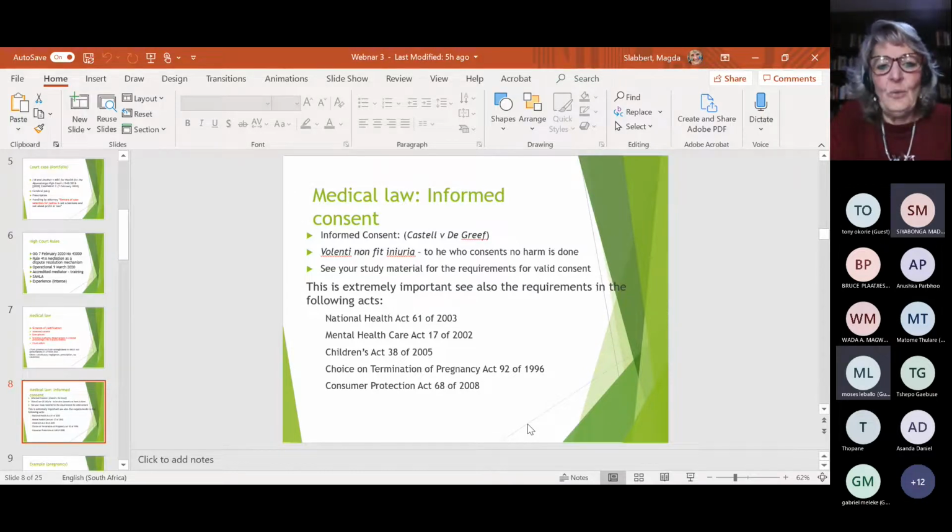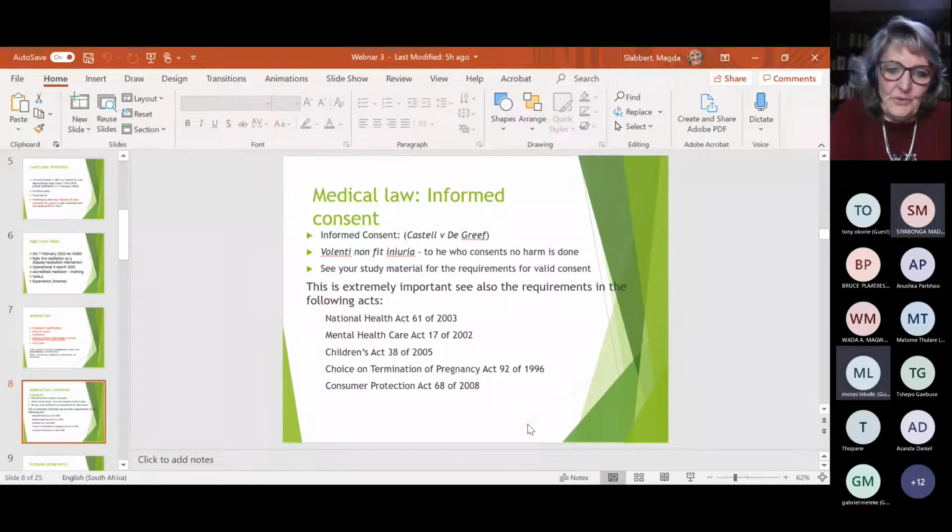So the Latin in which all of this comes together is volenti non fit injuria, and that just means that to him who consents no harm is done. In other words, if you go on a soccer field or a rugby field, you cannot sue the other players because they hurt you, because you did it with consent and you knew that there was going to be some harm.